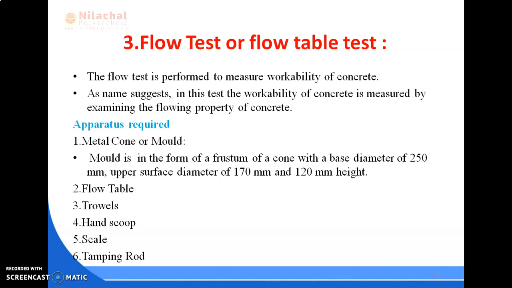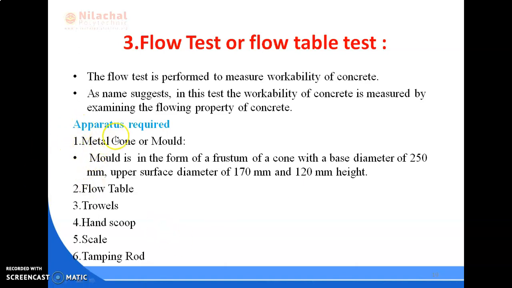So next is flow test or flow table test. This is the third test. It also is used to measure the workability of concrete. And this test basically gives the indication of the quality of concrete with respect to consistency, cohesiveness and proneness to segregation. And in this test a standard mass of concrete is subjected to jolting, and the spread or the flow of concrete is measured, and this flow is related to workability.